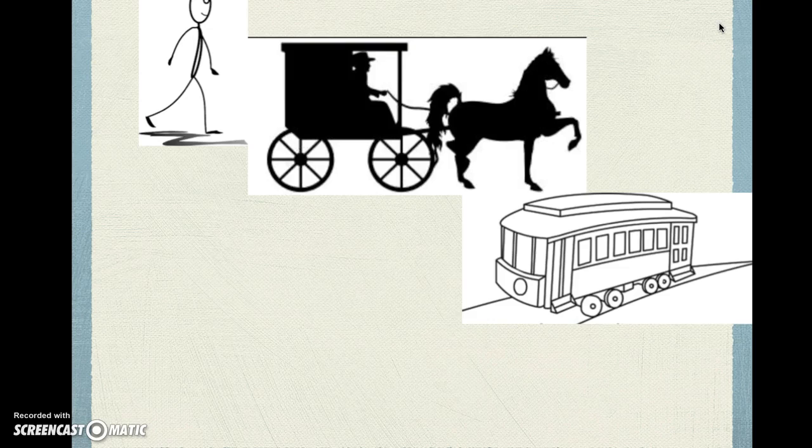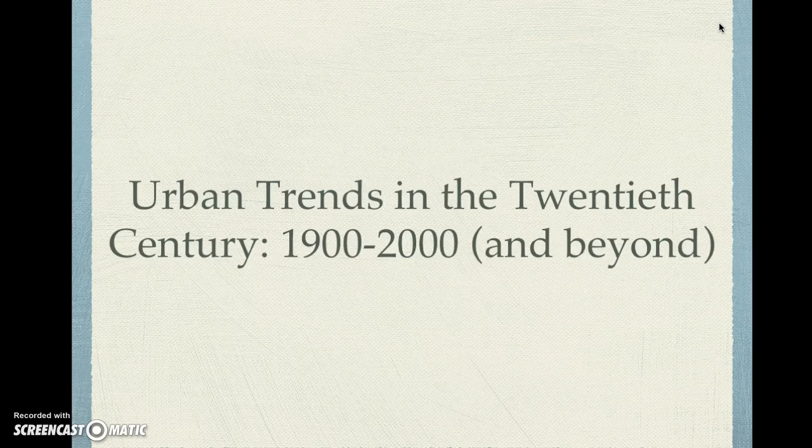This slide's a little bit incomplete, but you can track the history of urbanization through transportation. Think of this like walking everywhere, and then we had the horse and buggy, and then the streetcar, and then the automobile. But we'll stop there for right now.